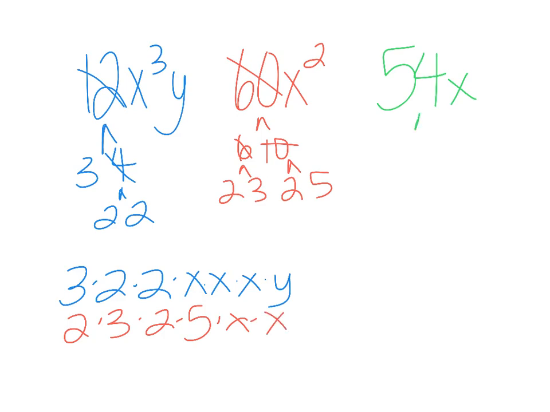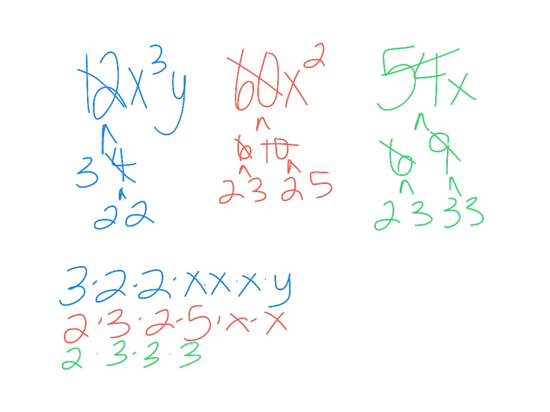For the last term, 54x, I'm going to break that down to two numbers that multiply to give me 54. Again, any combination of whole numbers, 6 and 9 come to my mind first. 6 can break down to 2 times 3, so I'm going to cross the 6 out. And then 3 and 3 make 9. So 54x becomes 2 times 3 times 3 times 3, and then a single x.